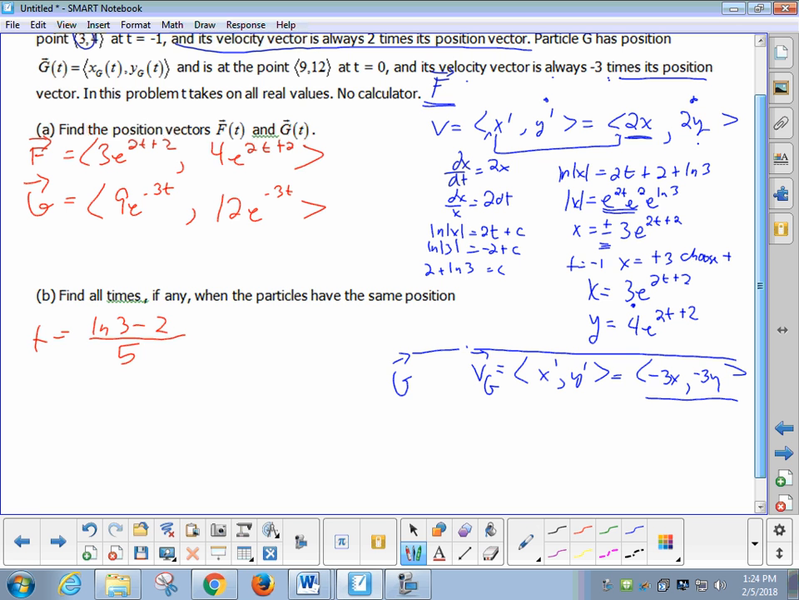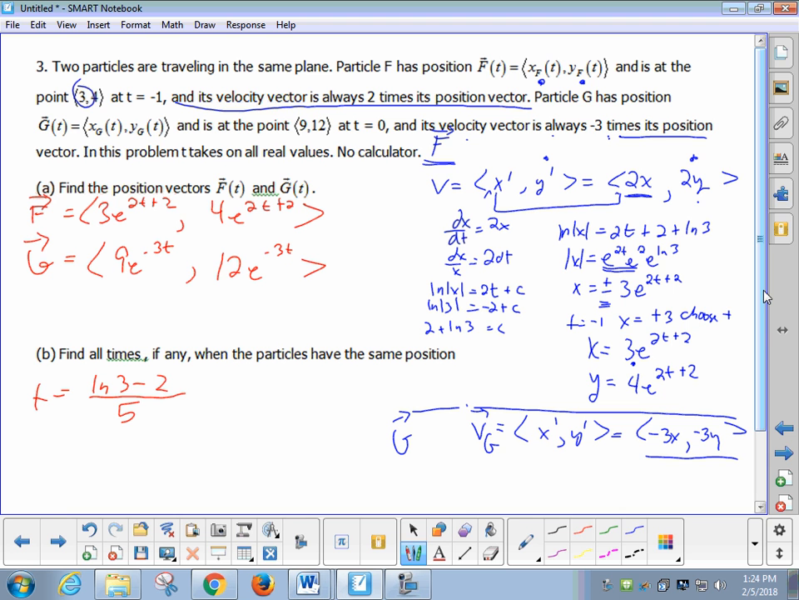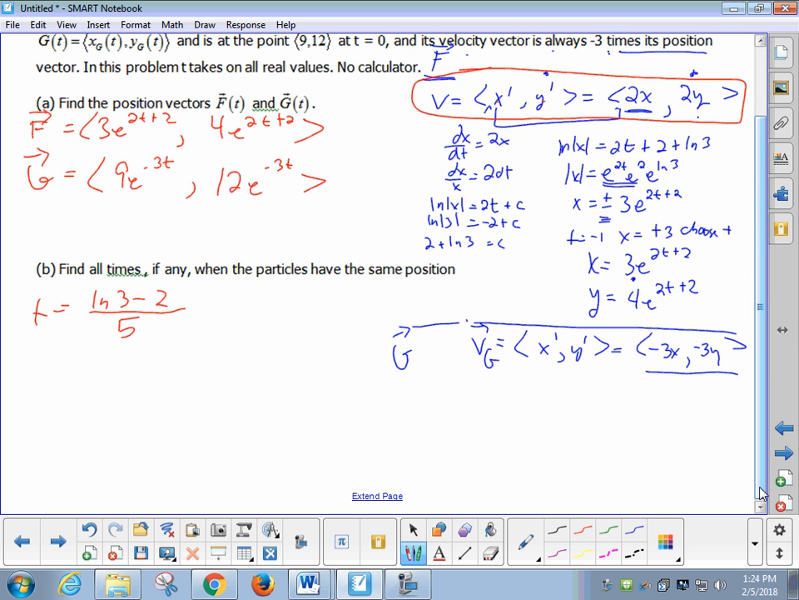You with me? It's okay. No, it's not okay. Did you follow along? Was this okay when they said the velocity of F vector was 2 times the position vector? I know velocity vector is x prime, y prime, and they also say the velocity vector is 2 times the position. Are we cool? Got it. Okay. I thought that was the part that you were talking about.